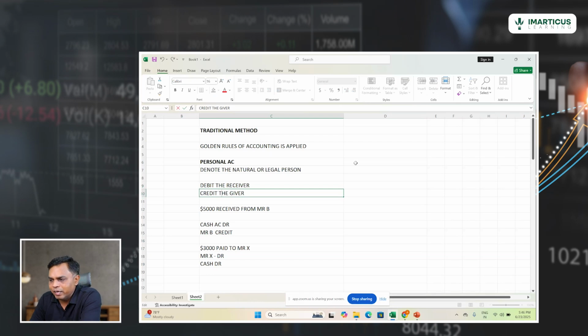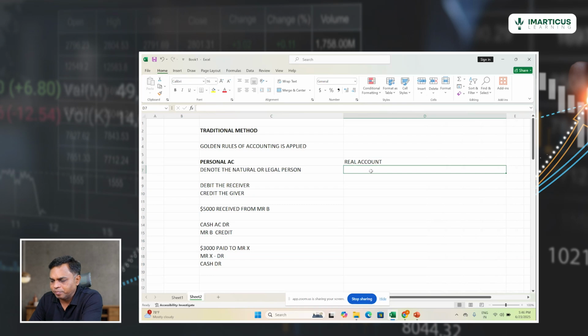Now the second type of account is the real account. What is a real account? A real account denotes assets and liabilities. What do we mean by assets? Assets are, for example, furniture, machinery, or any asset which is purchased. That is known as an asset, something an organization owns. A liability is something an organization owes or needs to give, for example, loans which are borrowed. Those are considered to be liabilities.